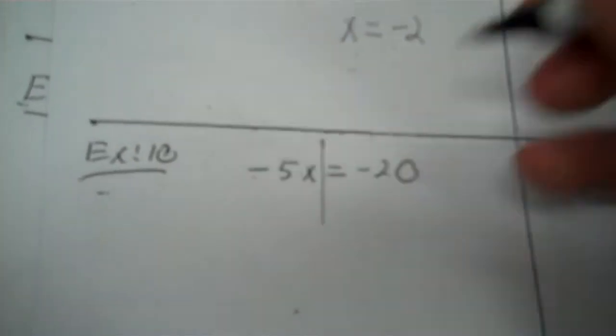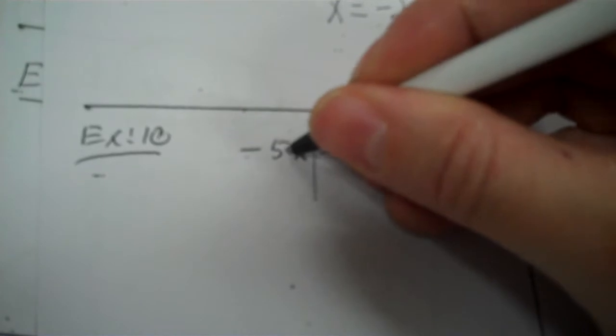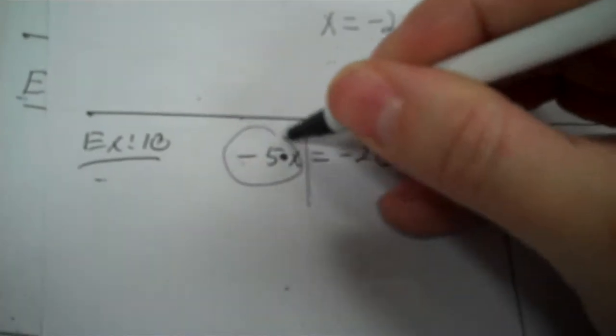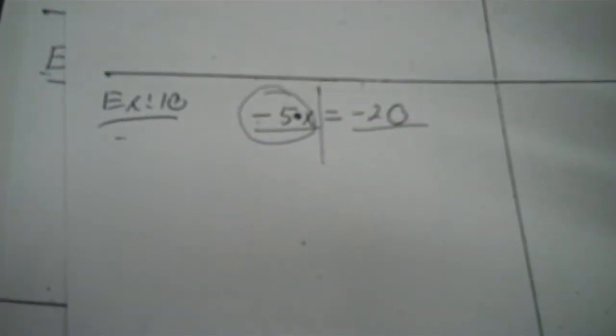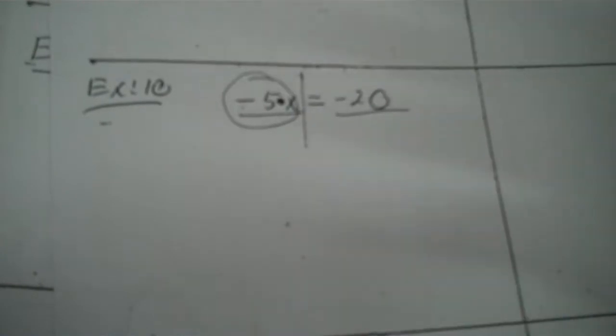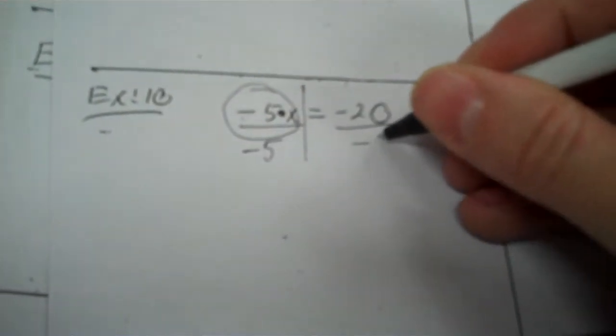Okay, example 10. What's happened to the x on the left side? Between the numbers is multiplication, so I circle that. And then I underline both sides to say I'm going to divide. That tells everybody I'm going to divide, because if I just put negative 5 without the line, I don't know what I'm doing. I might think I'm taking negative 20 minus 5. So negative 5, negative 5.